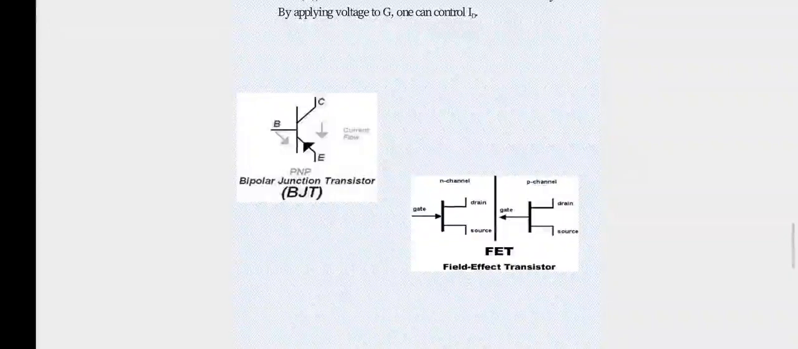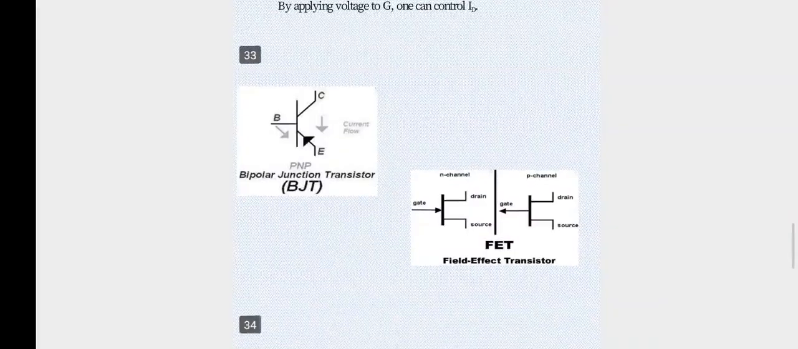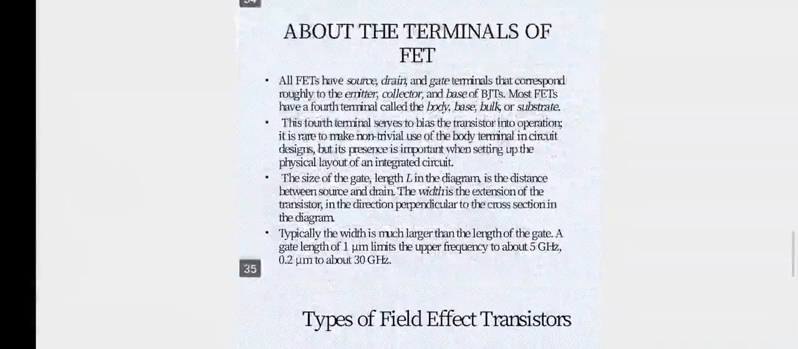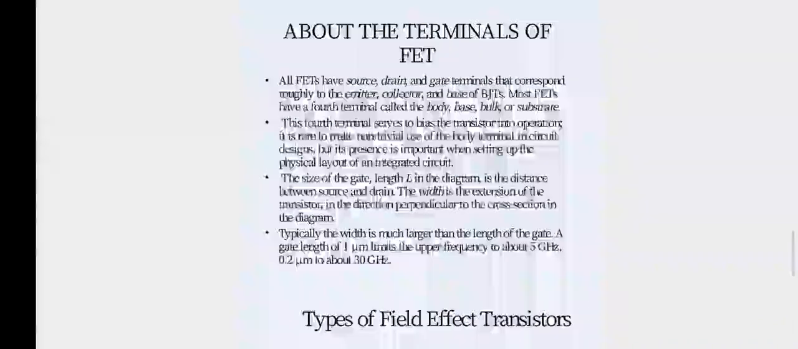For the PNP and NPN transistors, when the emitter arrow comes out, it is called an NPN transistor. When the emitter arrow goes in, it is called a PNP transistor. From the diagram you can easily understand the terminals of the FET. All FETs have source, drain, and gate terminals that correspond roughly to the emitter, collector, and base of the BJT.